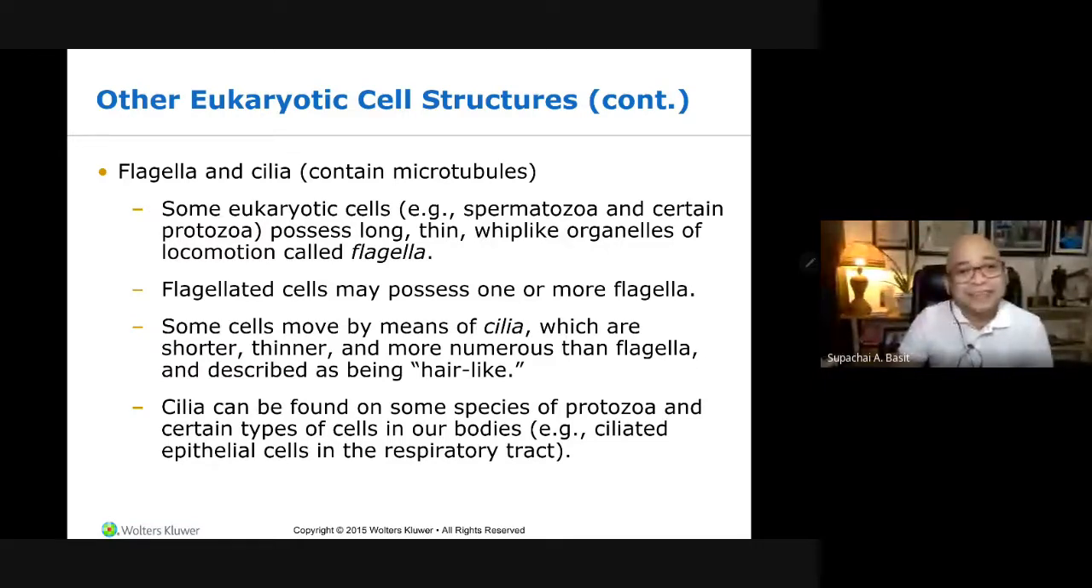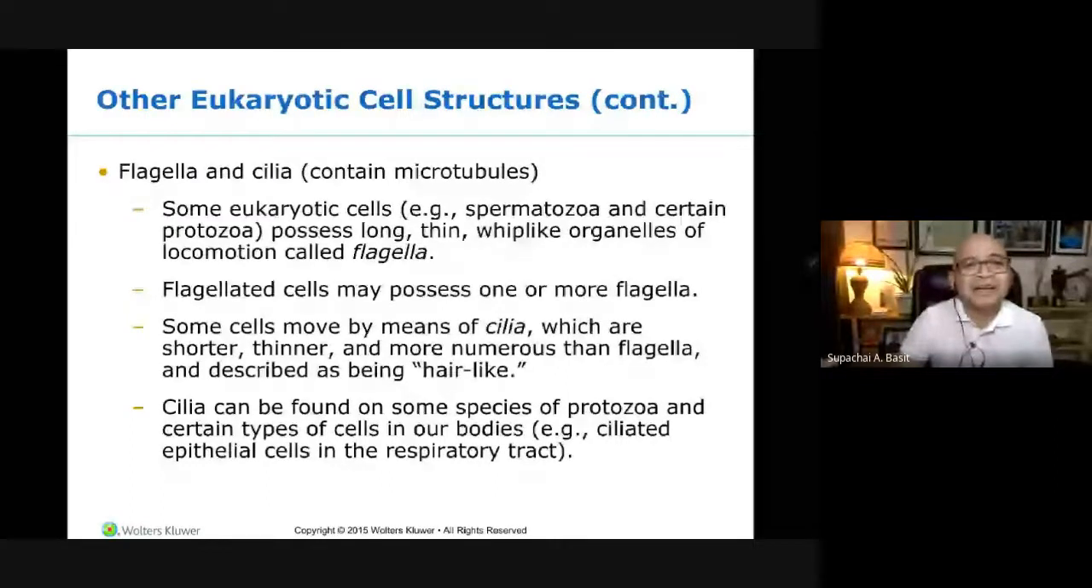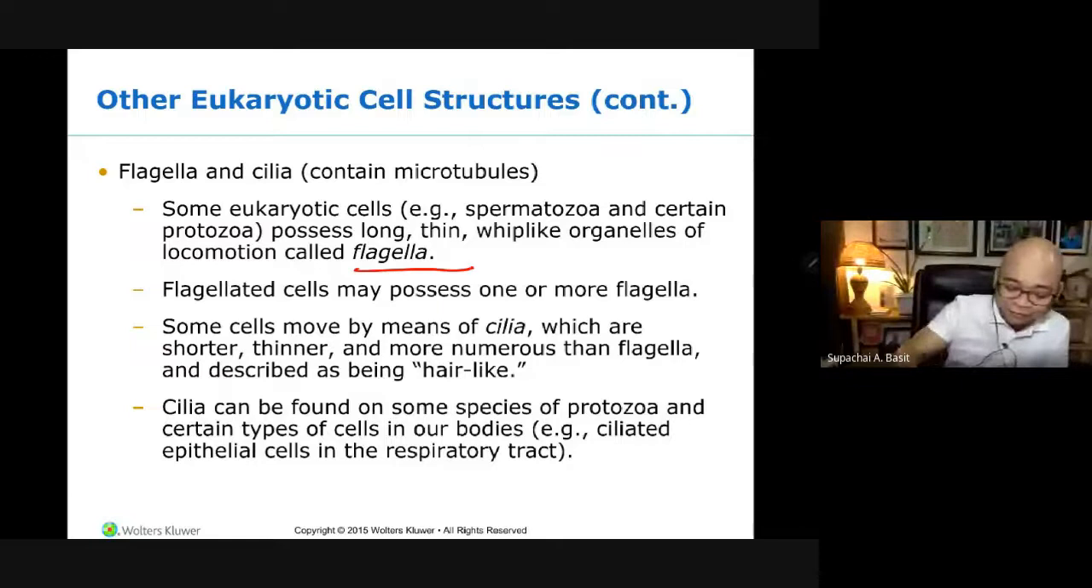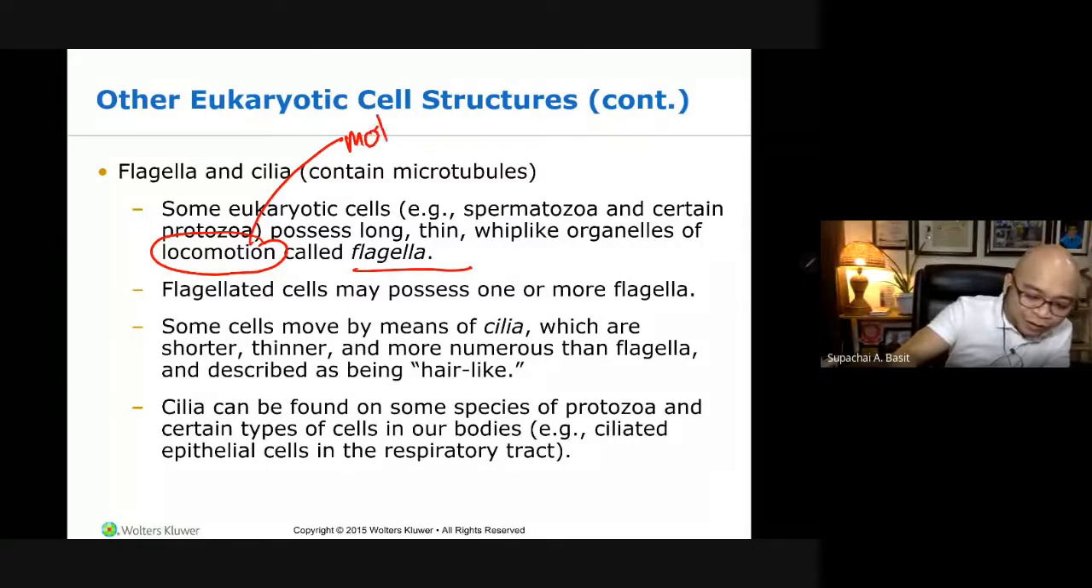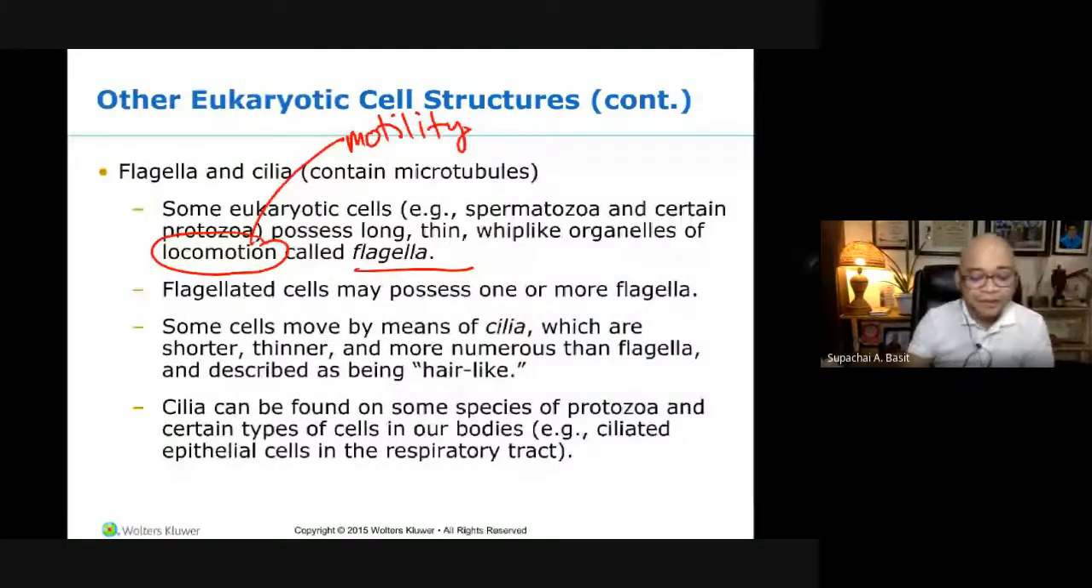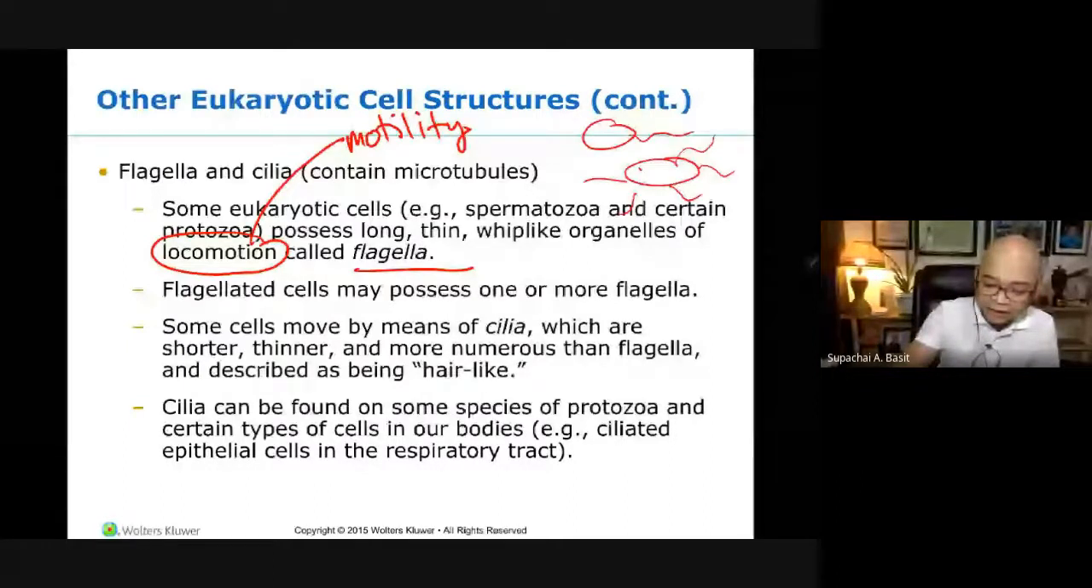So some eukaryotic cells, such as spermatozoa and certain protozoa, can possess long, thin, whip-like organelles of locomotion. So we call it the flagella. Okay. So they're important for locomotion or motility. Okay. So flagellated cells may possess one or more flagella. So it could be a single flagella or it could be several flagella. Okay. Some cells move by means of cilia, which are shorter, thinner, and more numerous than flagella.